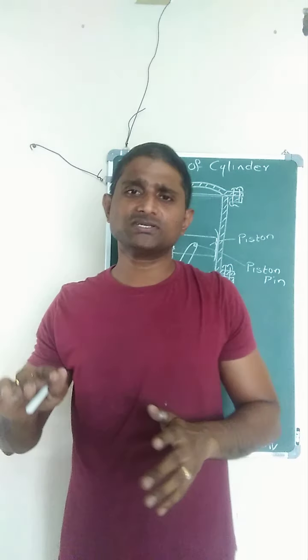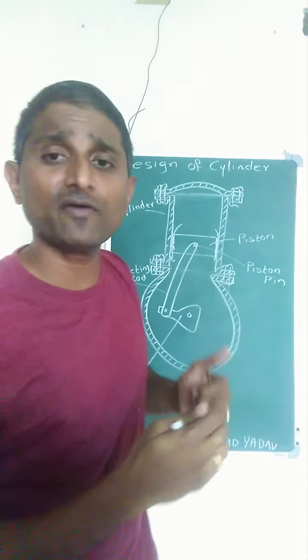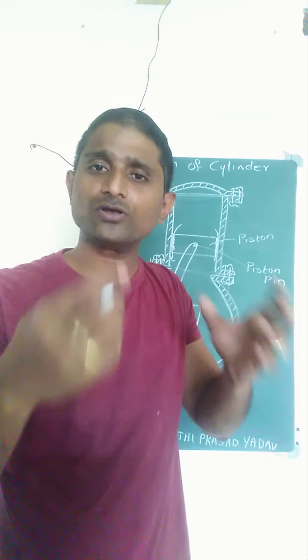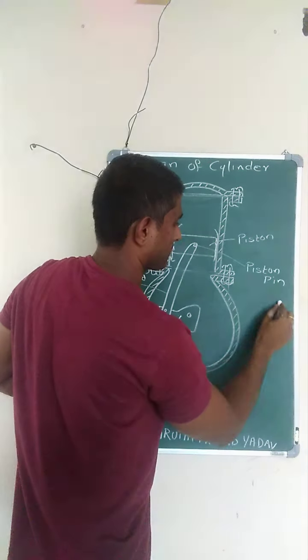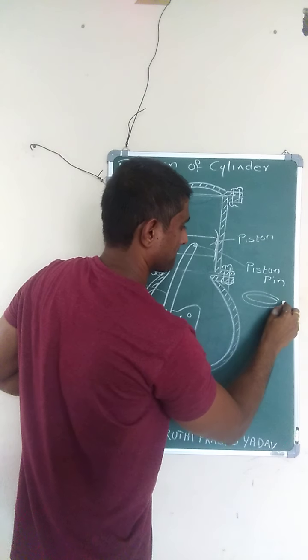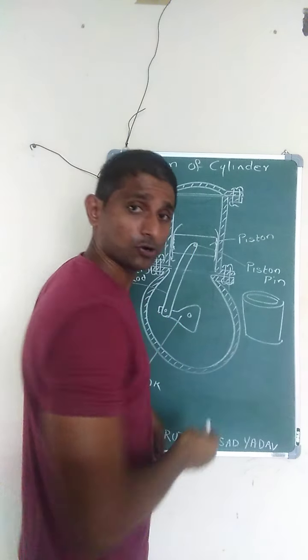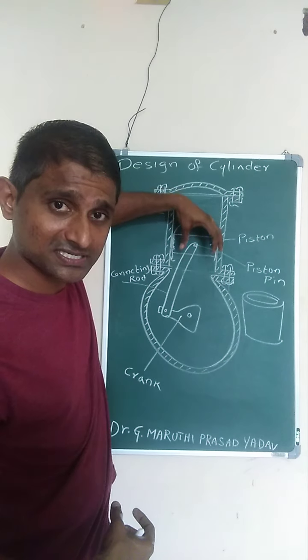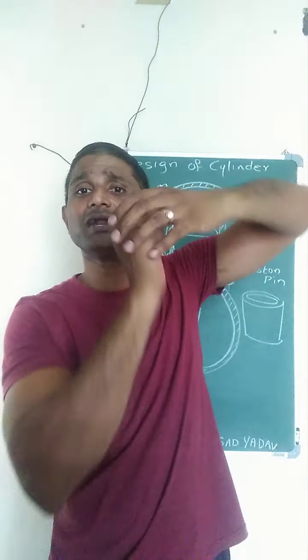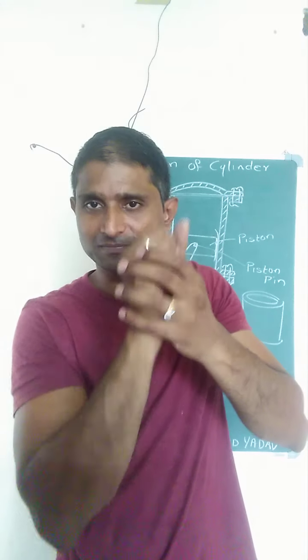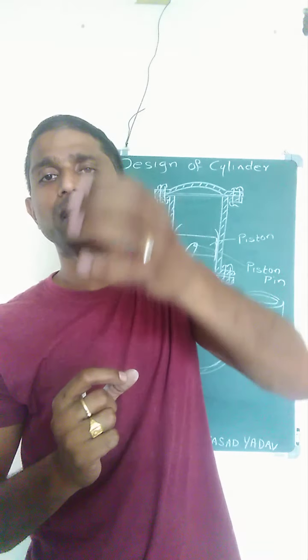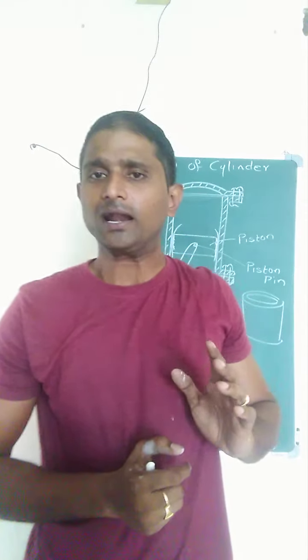To avoid this, instead of using the cylinder directly, we can use a cylinder liner, which is a hollow cylindrical part. It looks like this. This cylinder liner is inserted in the cylinder, so that the piston reciprocates in the cylinder liner. Then in case of wearing, only the cylinder liner can be removed and replaced with a new liner. So that is the cylinder liner.